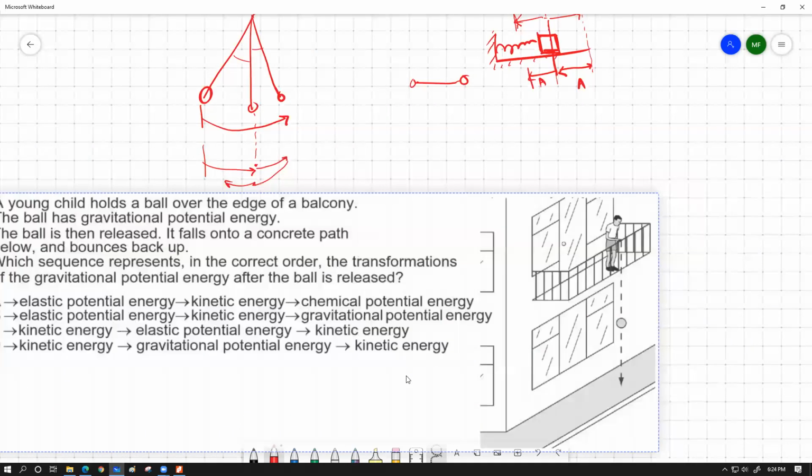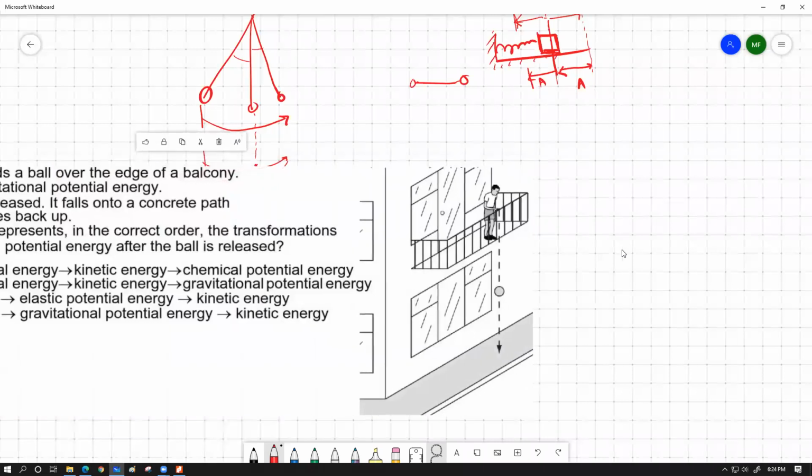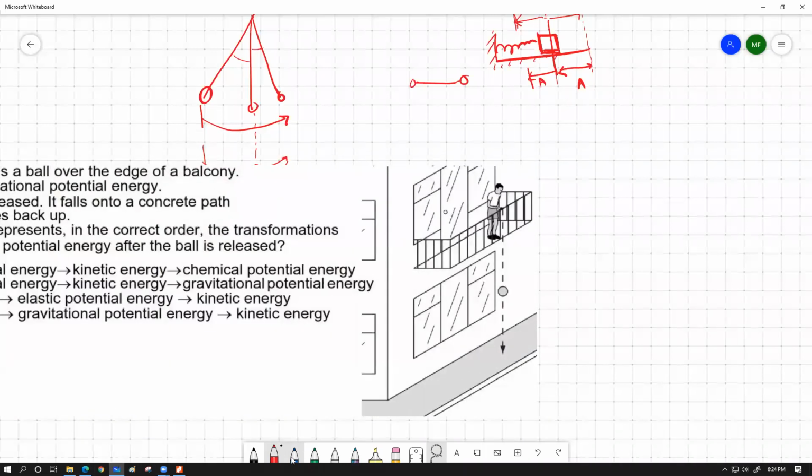Okay, so what we need to understand is that for this scenario, yes, there is my pen. From here to here, we are going to have GP to K. Then as the ball gets squashed, K into EP. As the ball expands, EP into K. As the ball starts to go up, K into GP.